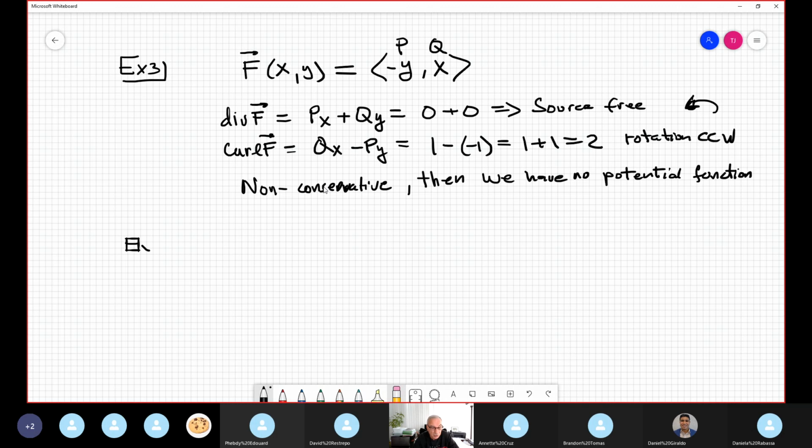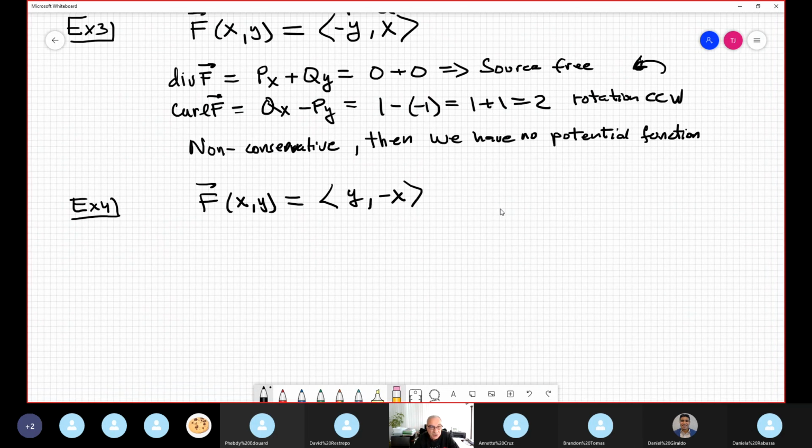Yes, of course I can see the simulation. Okay, let's do example 4 and you see 3 and 4 together, because it's very, very similar. Look at that. The vector field in this case is y, comma minus x. The only thing I did was change the sign here. So using common sense, I suppose that it rotates, but in the opposite direction.